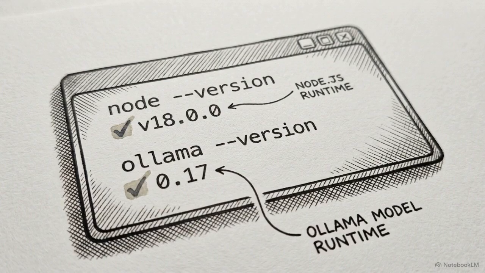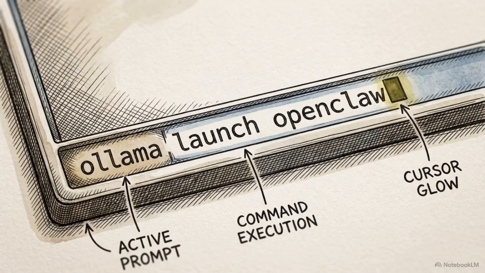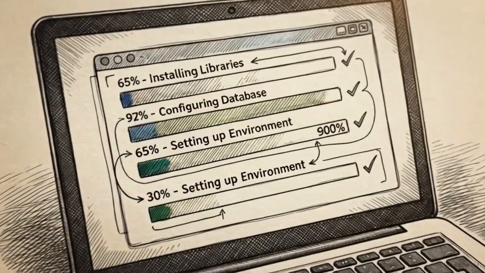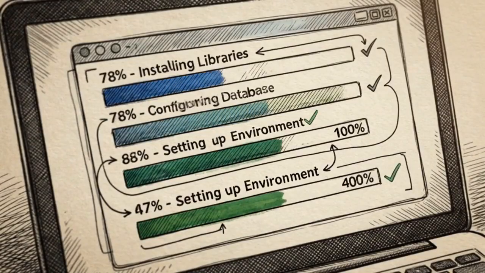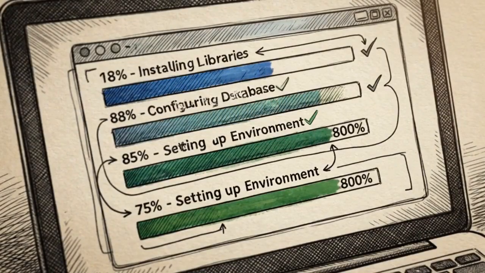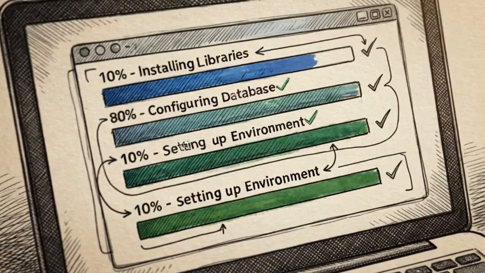Step 1 is verifying your tools. Open your command line and check that your Node and Ollama versions meet the minimum requirements. Once verified, type Ollama launch OpenClaw and press enter. Ollama handles the heavy lifting here. It detects your operating system, downloads the required Node packages, and configures the local interface automatically in the background.